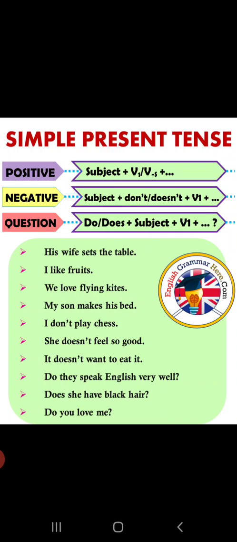Just to frame a sentence in simple present tense, what we have to do is write the subject and then the first form of the verb, and then we add s or es. Okay, have a look at this example. His wife sets the table. Now we use sets, which means this is the singular verb. His wife is a singular subject, that's why we have to use a singular verb. That's why we add s to the verb.